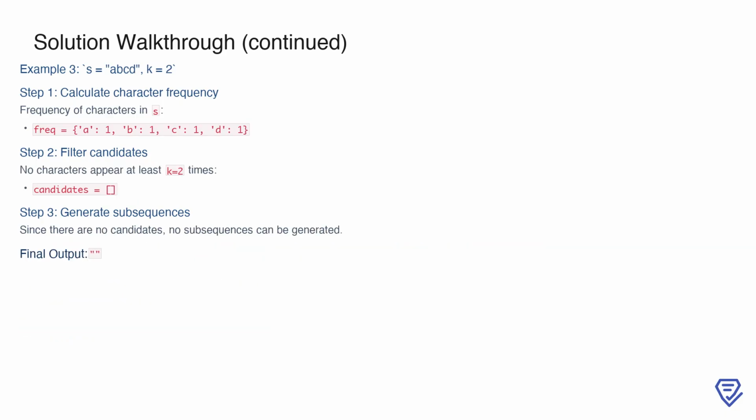Finally, consider the case where s equals abcd and k equals 2. First, we calculate the frequency of each character. Here, each character appears exactly once, resulting in the frequency dictionary a 1, b 1, c 1, d 1. Since no character appears at least k equals 2 times, the candidate list remains empty. Without any candidates, it's impossible to generate a valid subsequence that meets the criteria. As a result, the solution for this example is an empty string.